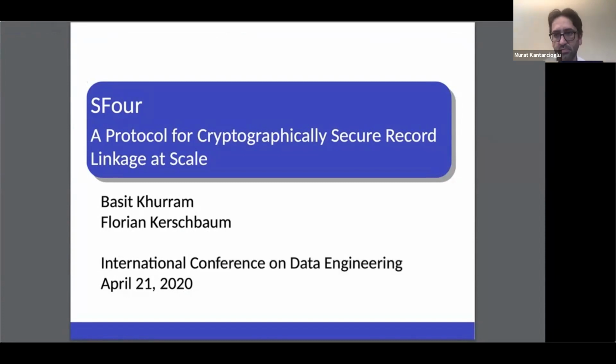Hello, my name is Basit. I will be presenting to you a joint work between Encryption and myself, SFour, a protocol for cryptographically secure record linkage at scale. It is my hope that by the end of this talk you will have an understanding of the meaning behind this title.